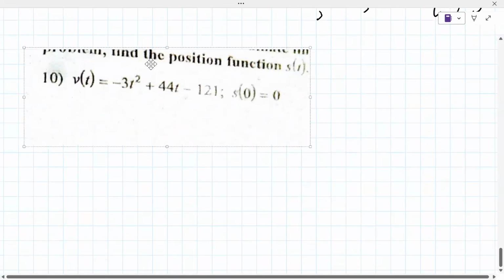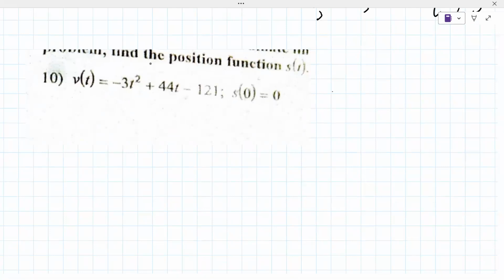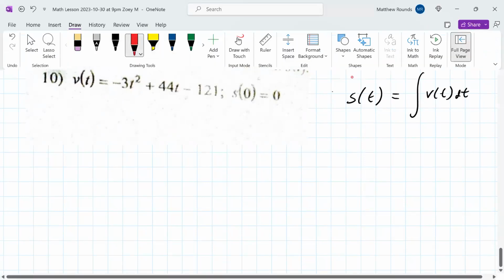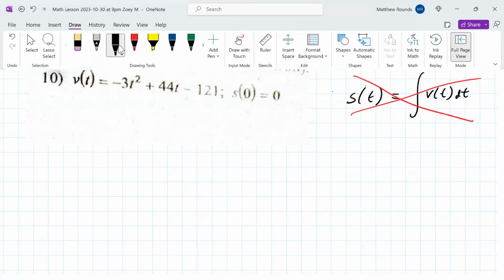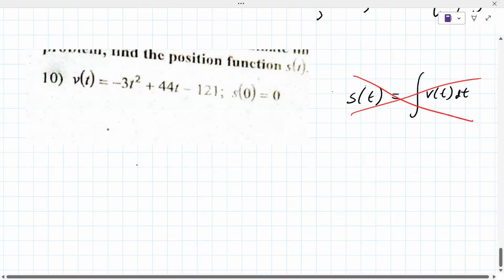They want you to find the position function. The position function s of t is the antiderivative of v of t. It's this symbol right here. Have you guys seen that yet? No, honestly, this is all kind of new. Okay. So what they're trying to get you to do here is figure out how to go backwards from this. What should the position function be so that its derivative is this?